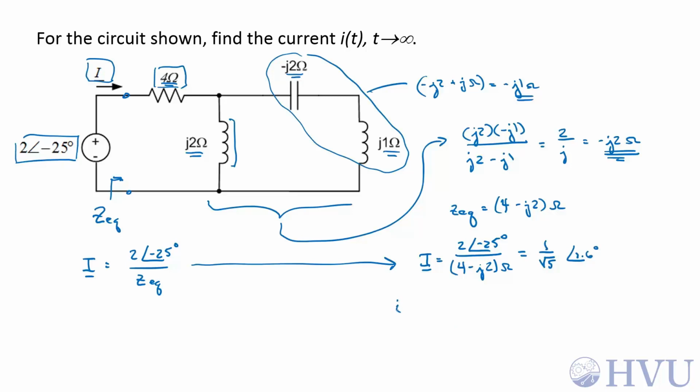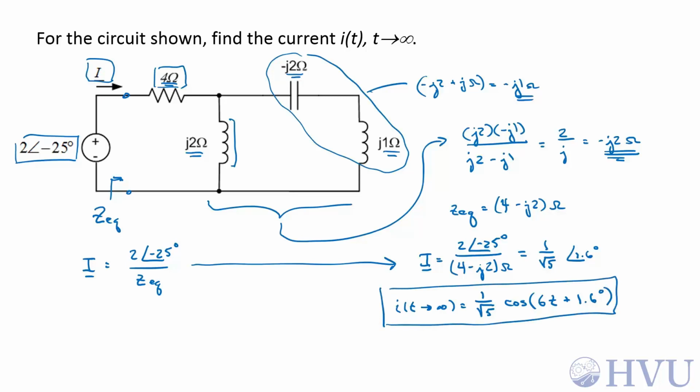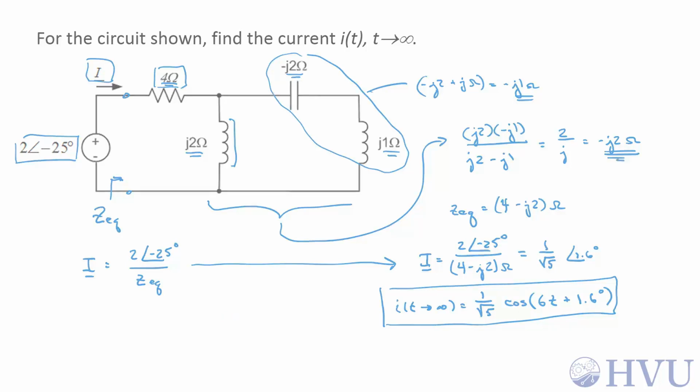So converting that back into the time domain, I of t as t goes to infinity is going to be a sinusoid with a magnitude of 1 over square root of 5, cosine of our original frequency, 6 radians per second, plus the phase, 1.6 degrees. And there's our answer. Now, as with any other circuit, there's not just one way to analyze it, so let's take a look at this circuit and analyze it using nodal analysis.